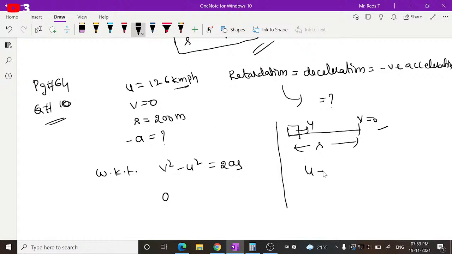u is equal to 126 kilometer per hour. If you want to convert, 1 kilometer is equal to how many meters? 1000 meters. But 1 hour is equal to 3600 seconds, right? So then you get meter per second. On simplifying this, you'll get 5 by 18.